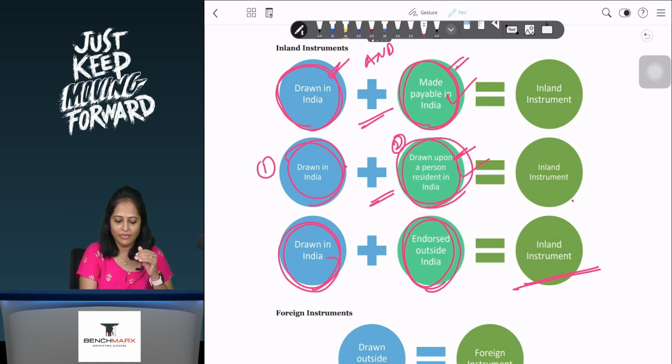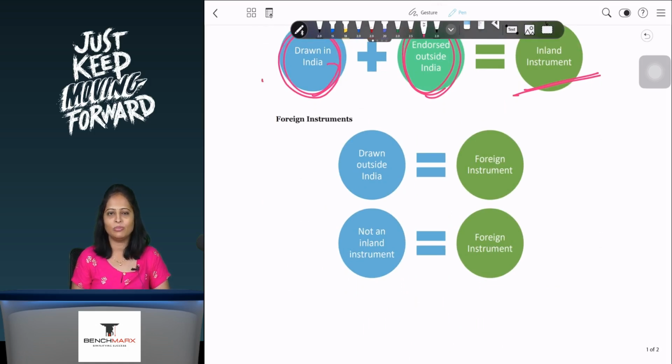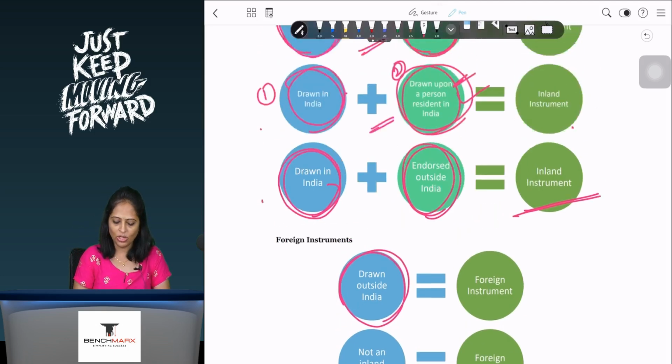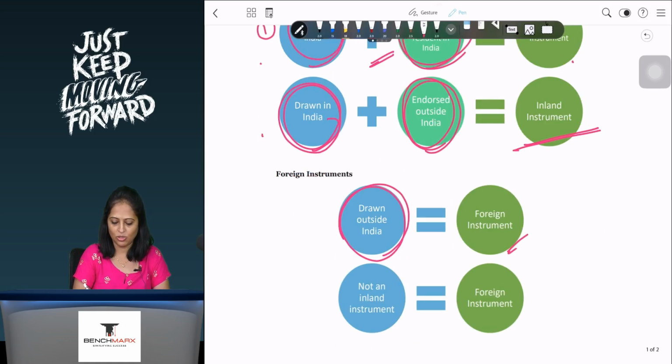So you have to see whether any of these three conditions are satisfied. If satisfied, then it will be called an inland instrument. Then coming to foreign instrument. If you understand inland instrument, foreign instrument is quite easy. What is it saying? The first thing you have to check is whether it is drawn outside India. If it is drawn outside India, then even if it is drawn upon a person resident in India, or made payable in India, doesn't matter, it will become a foreign instrument.